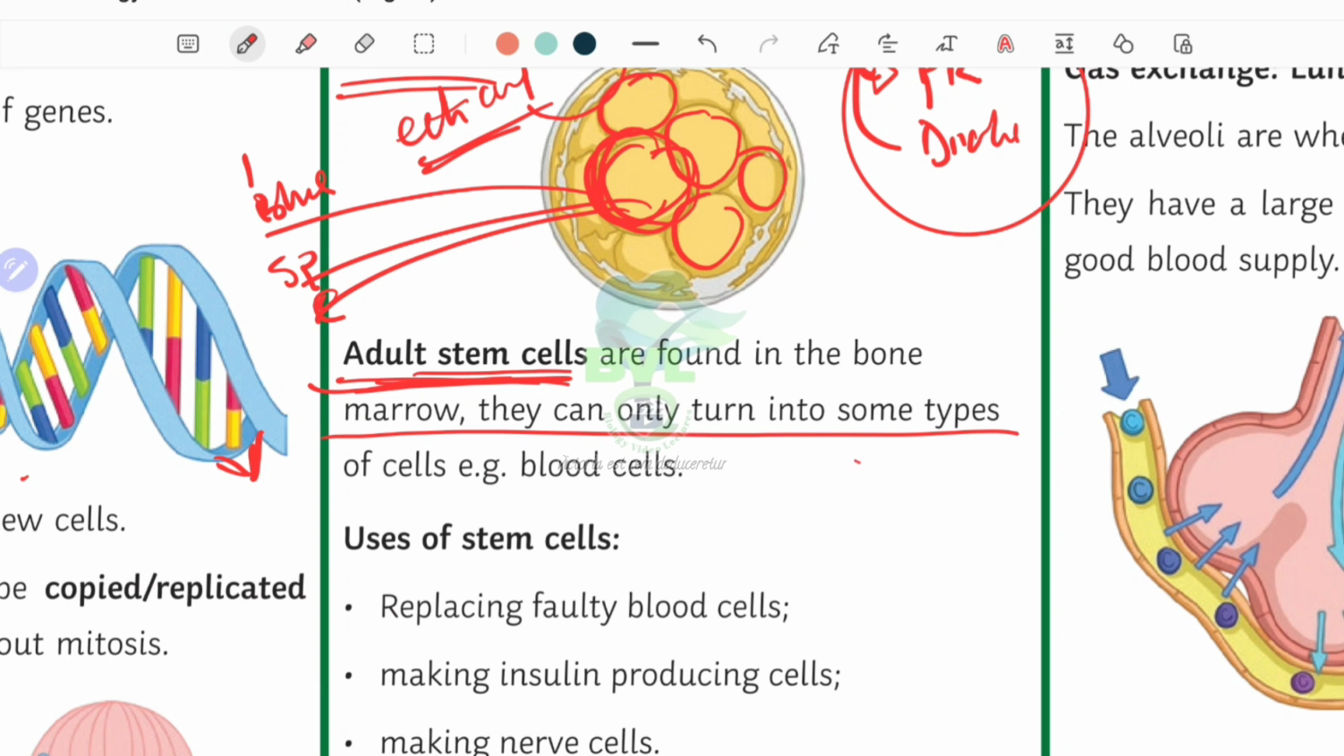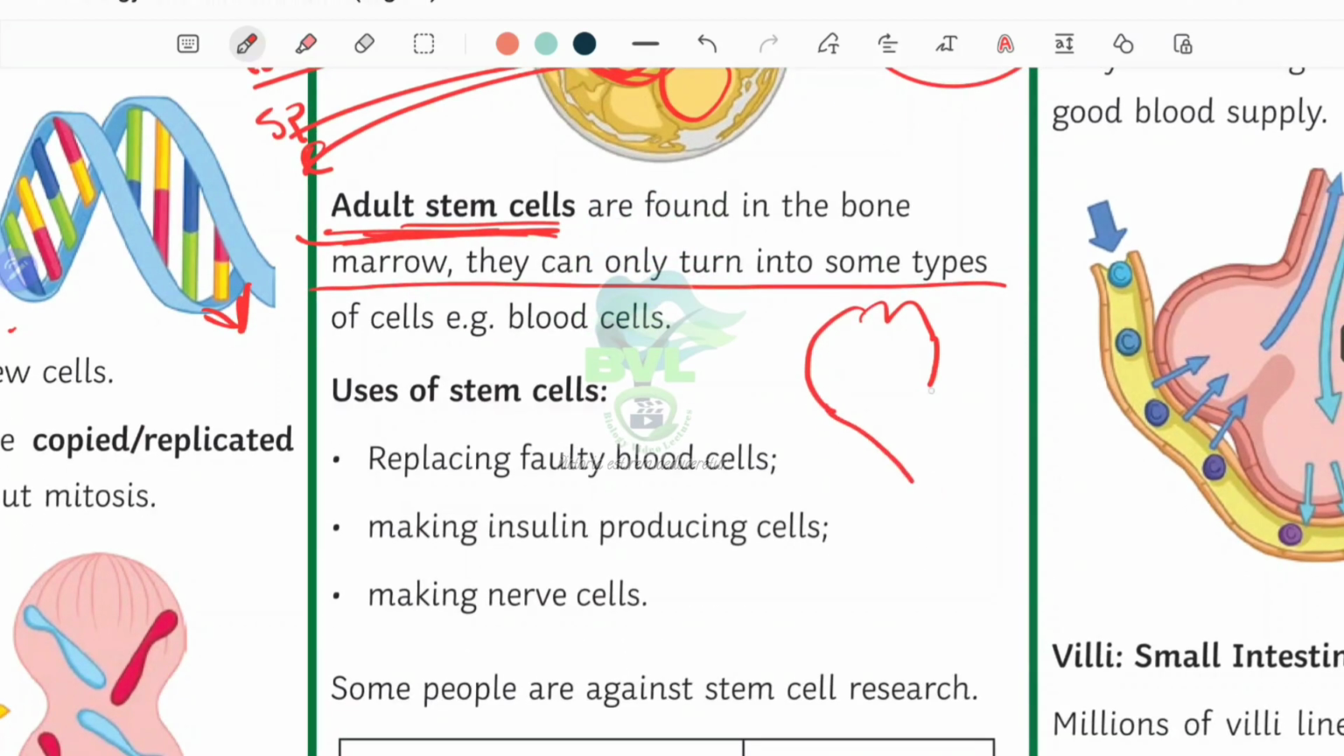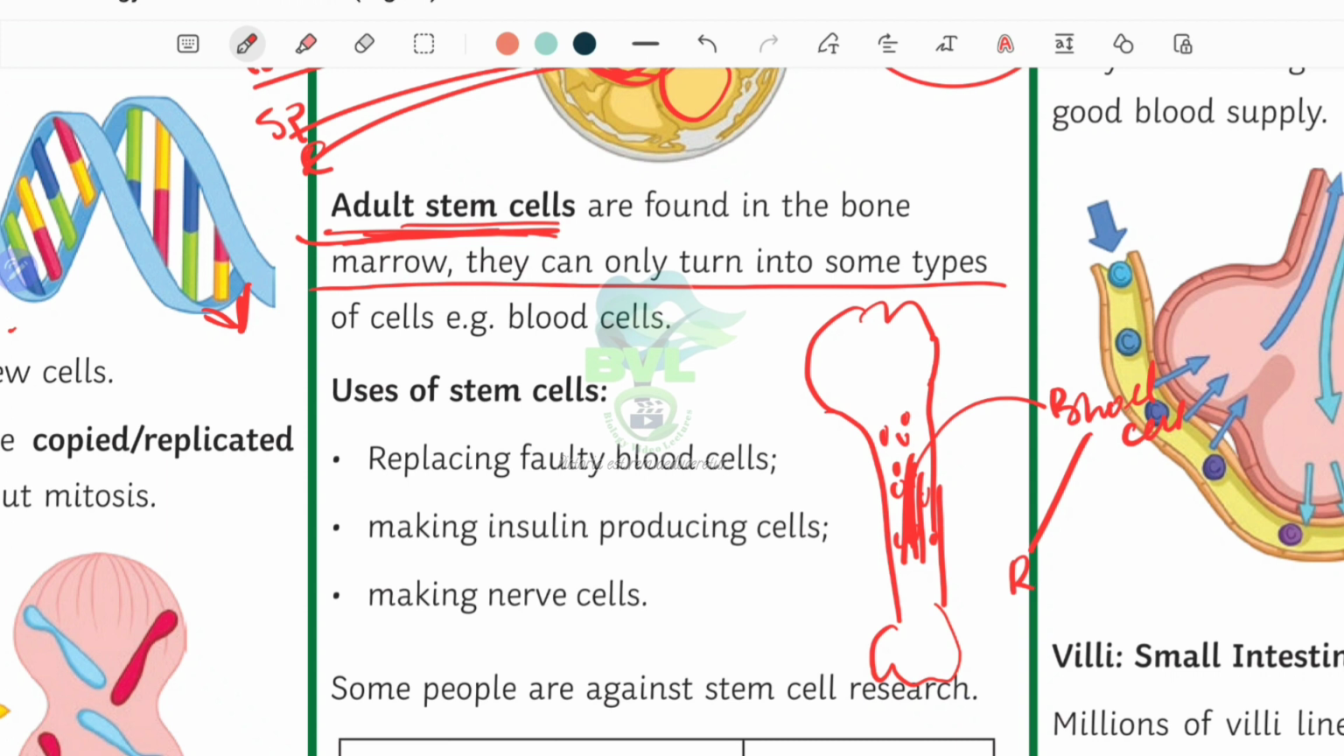For example, in your bone marrow, I hope I got that bone structure, I'm just trying to draw something that looks like a bone. Yeah. In your bone marrow, you do have some stem cells. Those stem cells can only form blood cells, like red blood cells, white blood cells, and platelets. So they are restricted to forming only certain types of cells. They can't just form other types of cells, as it were.